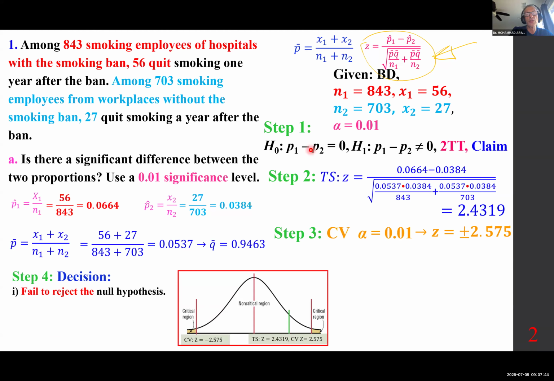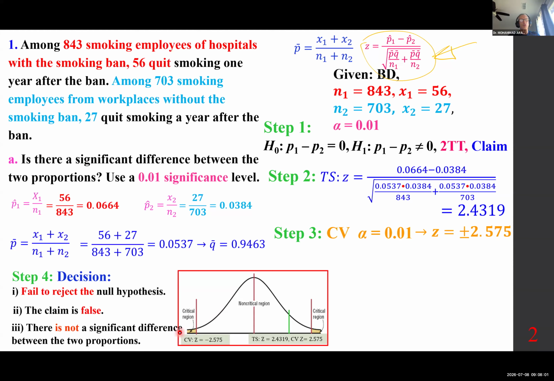So if you're not rejecting H0, in essence, you're rejecting H1, and therefore the claim becomes false. And now we restate what was given. There is not a significant difference between the two proportions. Is there a significant difference? No, that's the case. And we're done with that.